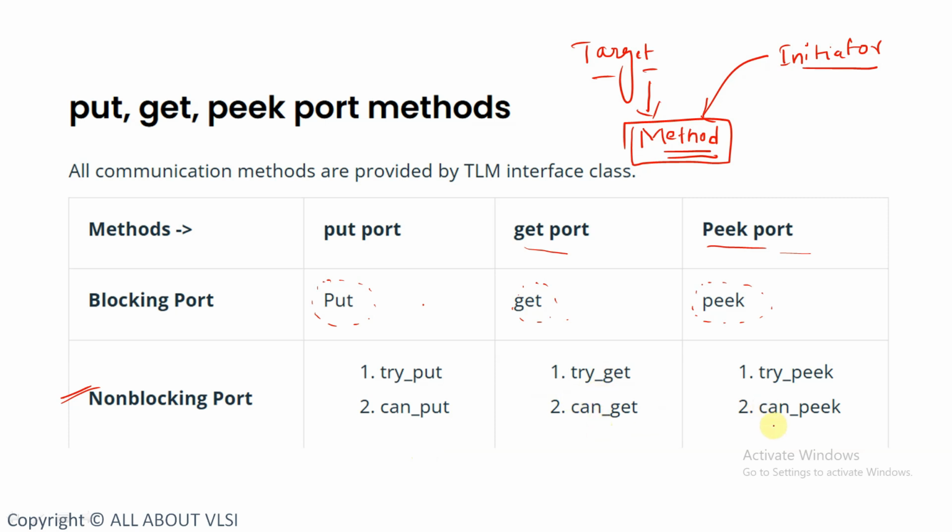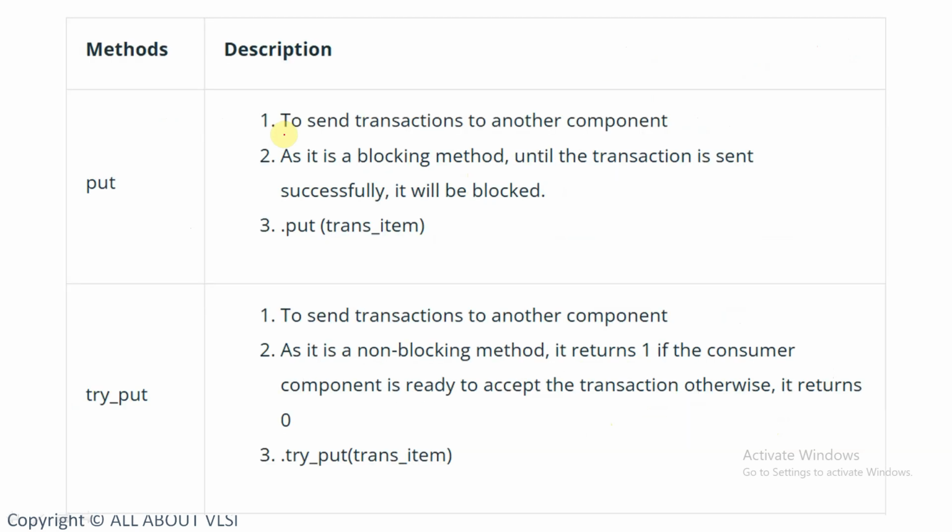So these are all the types of methods which we are going to have in our TLM. So let us see one by one what all these methods are. In the case of put, this put is used to send the transactions to another component. As it is a blocking method, until the transaction is sent successfully, this method will be blocked. So that's why this is called a blocking method.